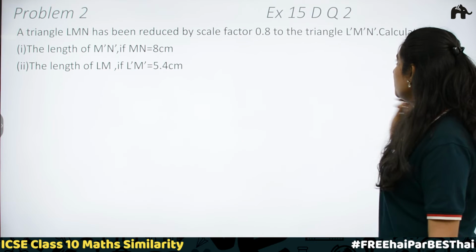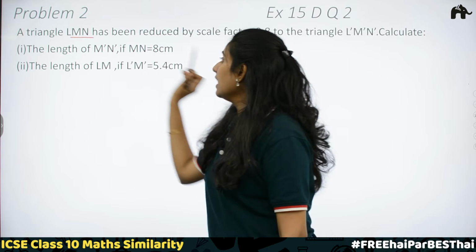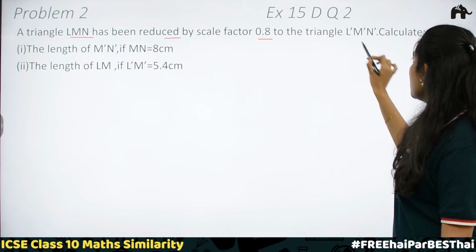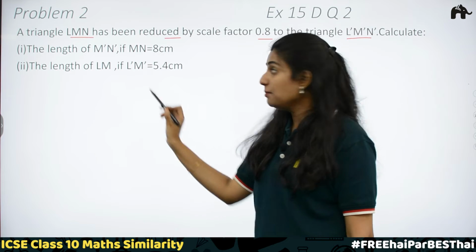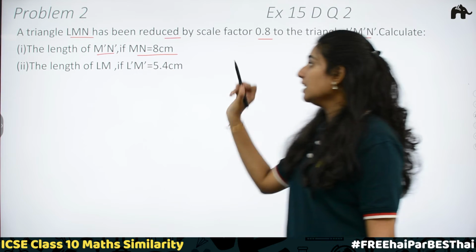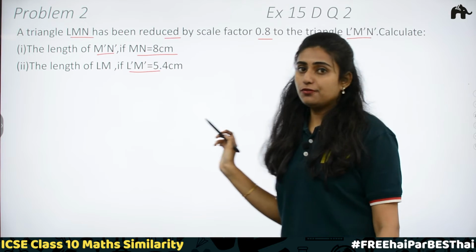Next, problem number 2, question 2 of exercise 15D. A triangle LMN has been reduced by scale factor 0.8 to the triangle L dash M dash N dash. Calculate the length of M dash N dash if MN is equal to 8 centimeter and the length of LM if L dash M dash is equal to 5.4 centimeter.